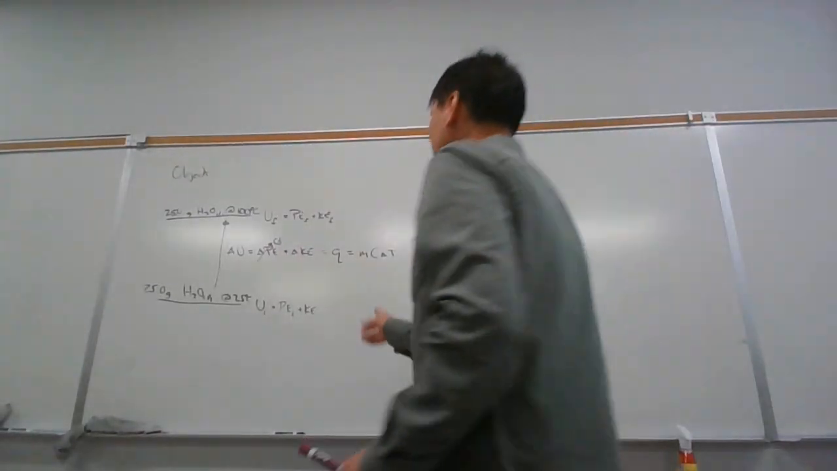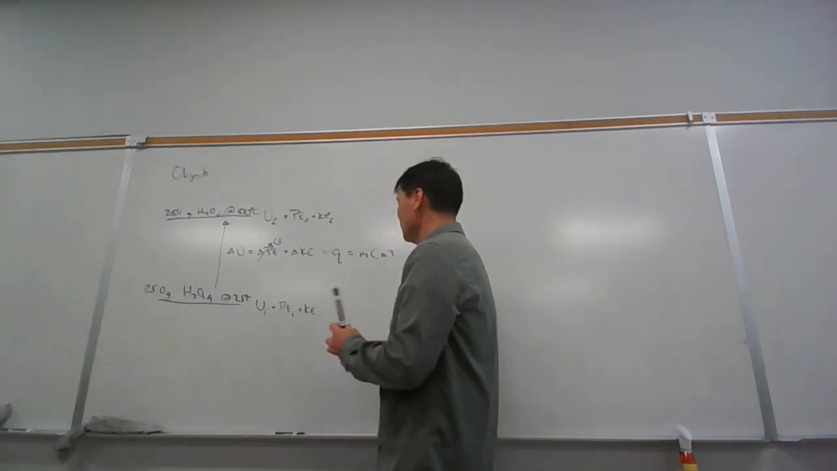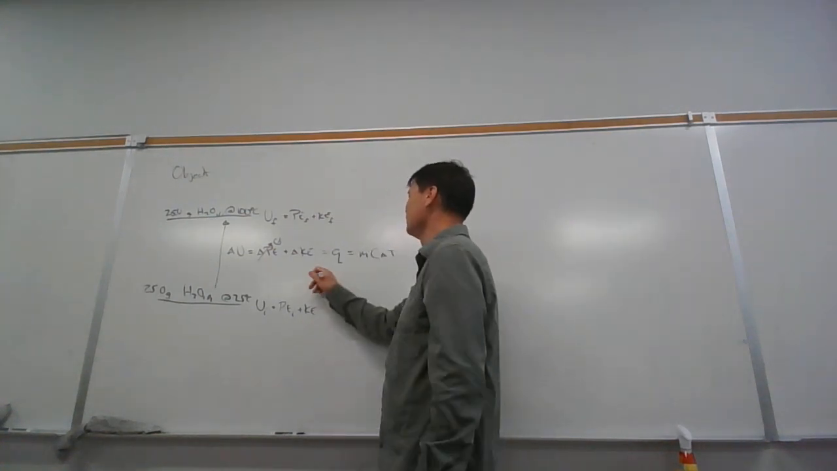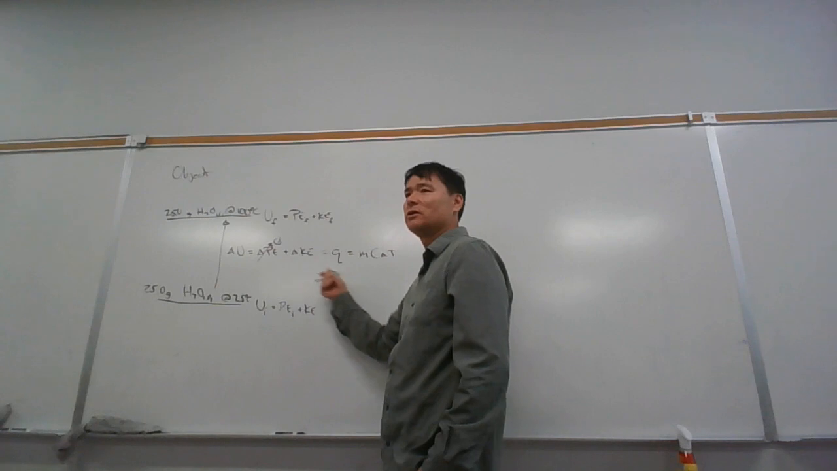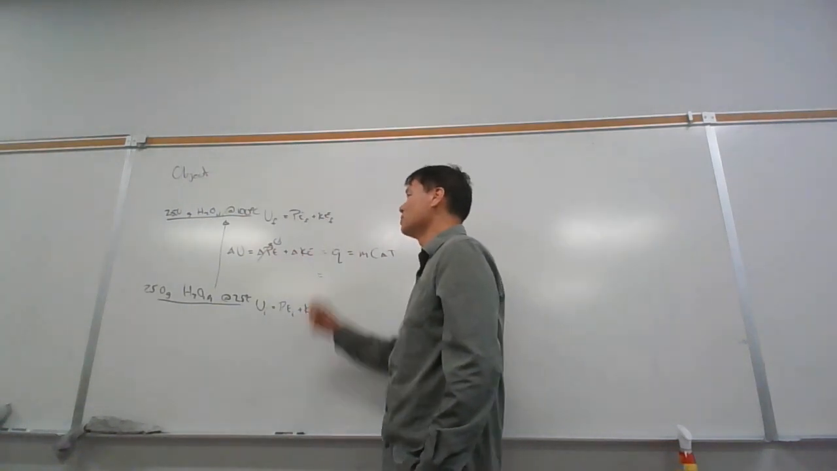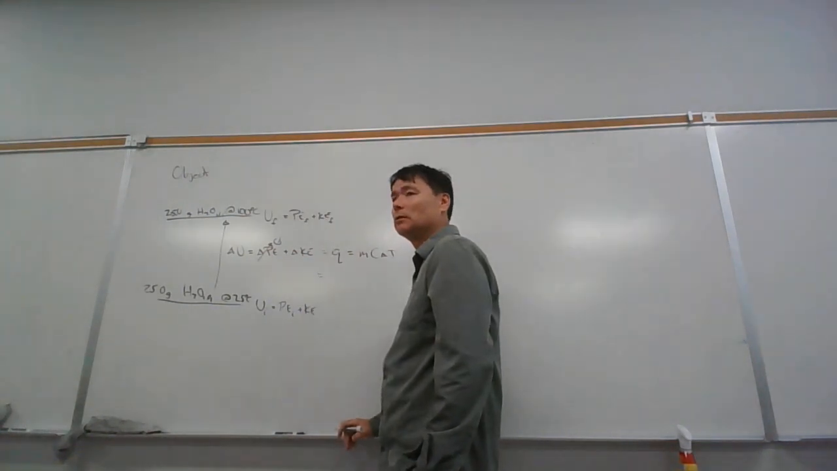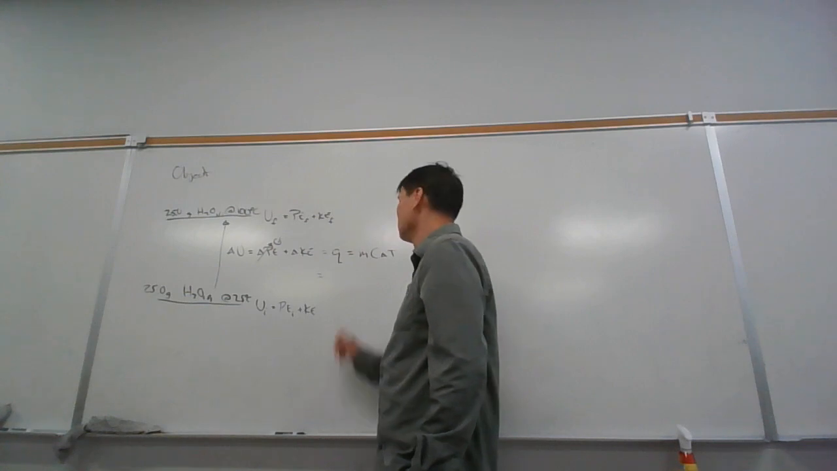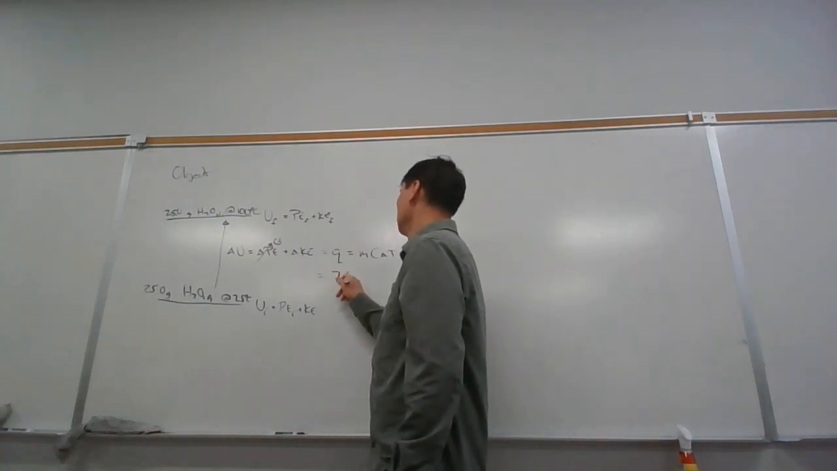All right, so we calculated how much heat is this going to take? What was the number we calculated for the change in the internal energy, or how much heat we have to add to this to warm this water up? 7,845 joules.